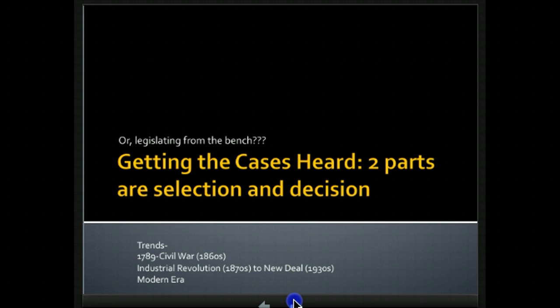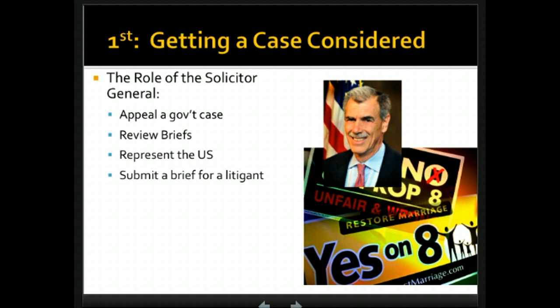The first step in the Supreme Court case process is to even get the case considered. That's where the Solicitor General does play a role. The Solicitor General is the third from the top in the Department of Justice. So you have the Attorney General, the Deputy Attorney General, and then the Solicitor General. The Solicitor General has four roles. Really, they're the lawyer for the United States.